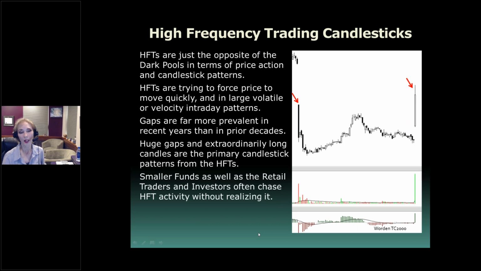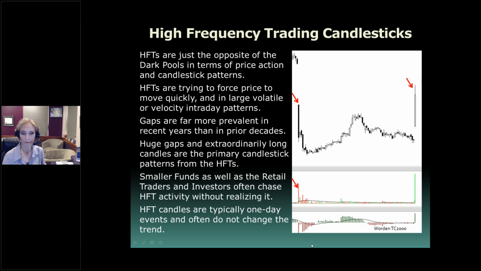Smaller funds, as well as retail traders and investors, often chase HFT activity without realizing it. HFT candles are typically one-day events and often do not change the trend. So you're being told, oh, buy into this. Oh, that's going to move up. Nah, because everybody's going to be selling. Pro traders are already in this, and they'll be selling against your buying. Don't do it.